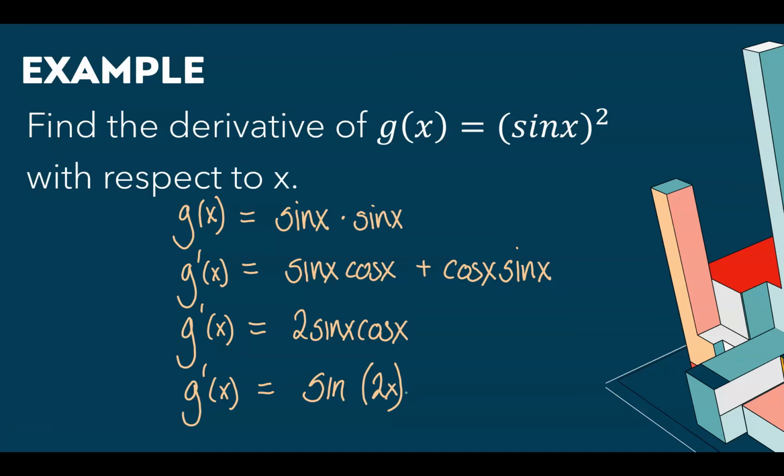Sine of 2x, don't forget, is sine of x plus x, which is the same thing as sine of the first x, cosine of the second x, plus cosine of the first x, sine of the second x, which is what we had back here. So you really need to know those trigonometric identities.